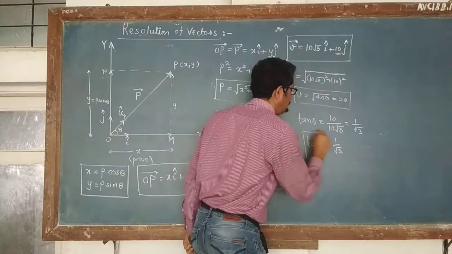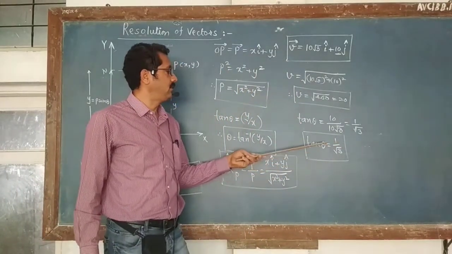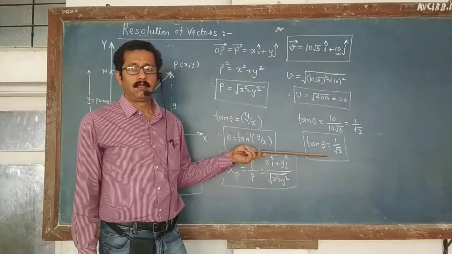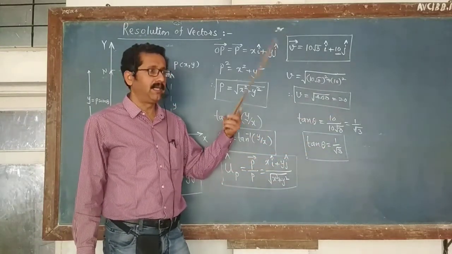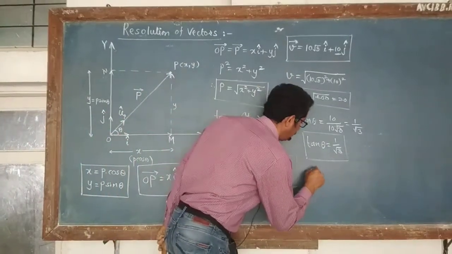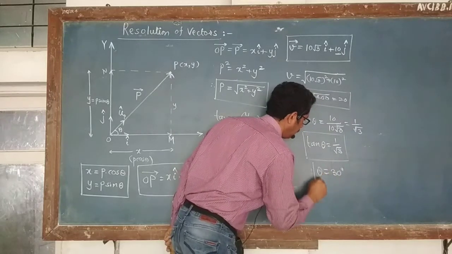But which angle do you have whose tan comes out to 1 by root 3? Tan of which angle? 30 degrees. Tan of 30 degrees comes out to be equal to 1 by root 3. So therefore you have theta is equal to tan inverse of this, which is only equal to 30 degrees.